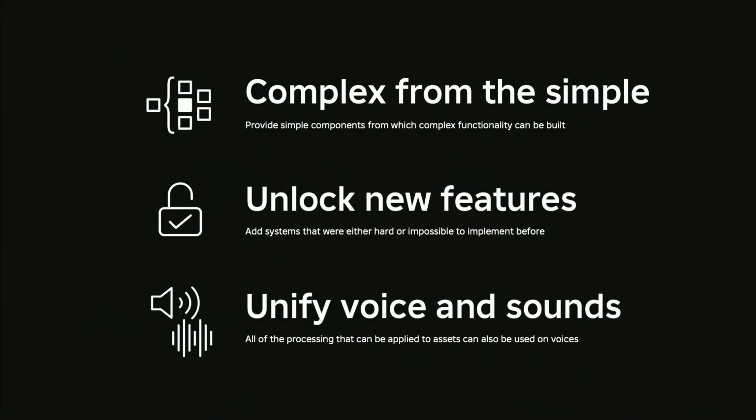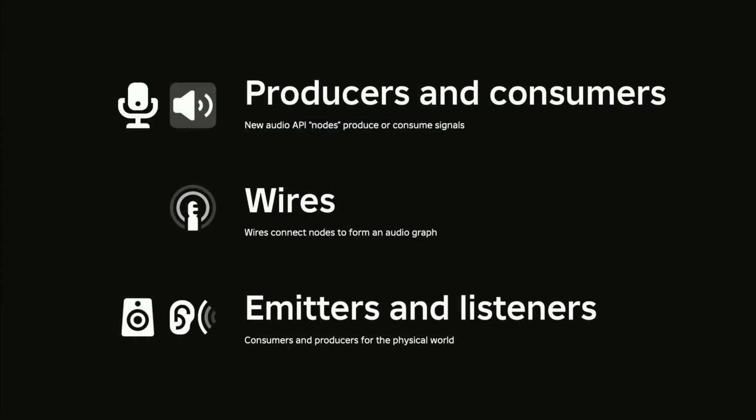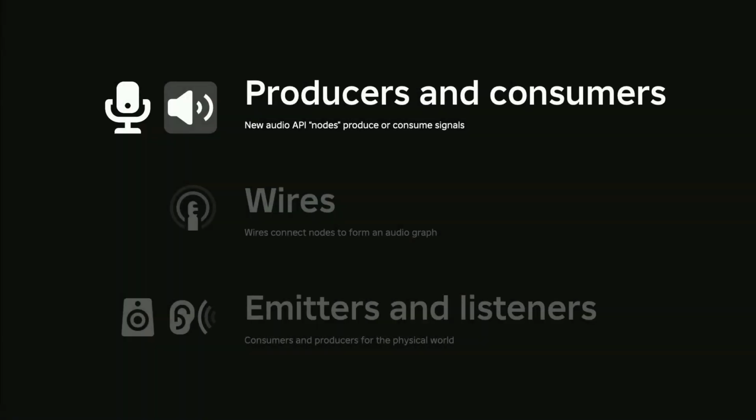So we're doing this for 3 reasons: to help you build complex behaviors from simple building blocks, to unlock some exciting new audio features, and to unify voice chat and sound playback. So we are basing the API around 3 high-level concepts: producers and consumers, wires, and emitters and listeners. Producers are instances that create audio or output audio. An example might be asset file playback. You have a file, and we play it back, and you get audio from it.